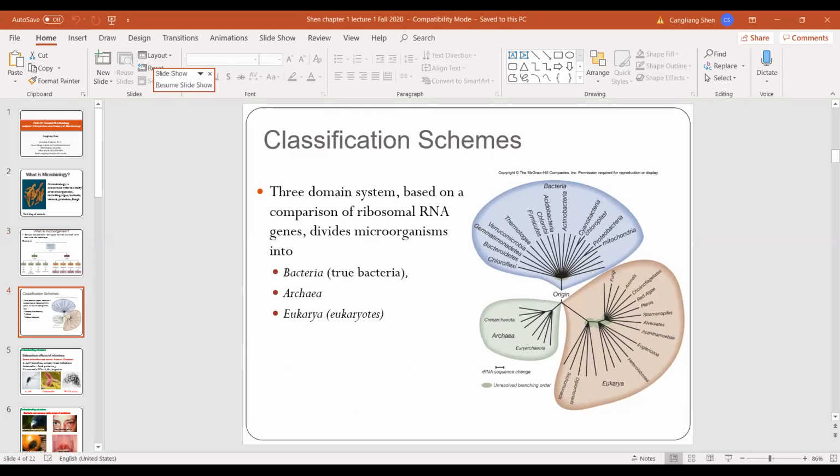Now, how do they classify that? This is based on the 16S rRNA sequencing. They get the sample, extract the DNA, run PCR to see the genetic distance. The closer the genetic distance, the closer they are from the origin, which means they can be classified in the same group. So based on this principle, they can have bacteria, archaea, and eukarya. So three different classifications.